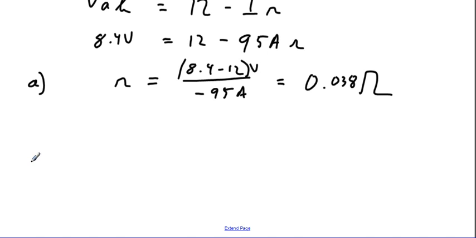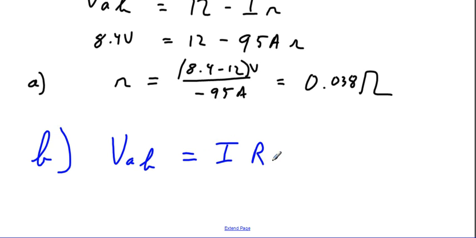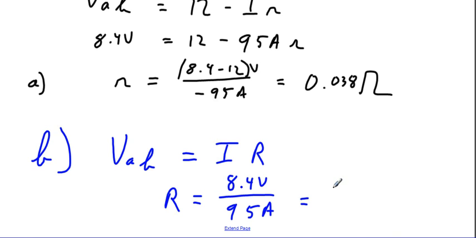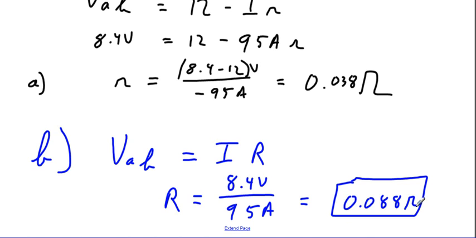And then I ask myself, what is the B answer? Well, voltage A to B has to equal IR. So big R has to be that 8.4 volts, which is the terminal voltage, divided by 95 amps, and that gives me a starting resistance of 0.088 ohms. And that would be pretty good, because the starter is just a hunk of wire, and it's not going to be much resistance there.